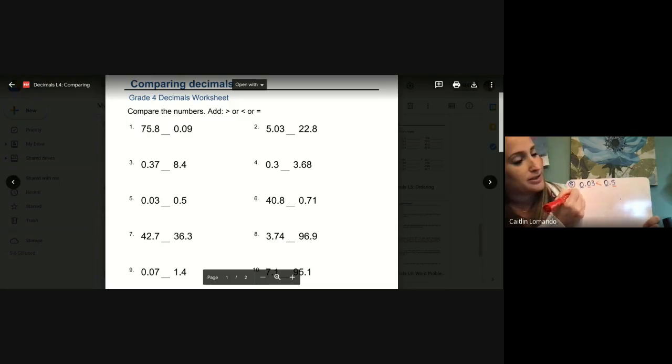Let's look at number 6. This is going to be another simple one. We have 40 and 8/10 versus 71 hundredths. Look before the decimal. We have a 40 or a 0. Let's pause here. Insert the correct symbol. 40 is greater than 0.